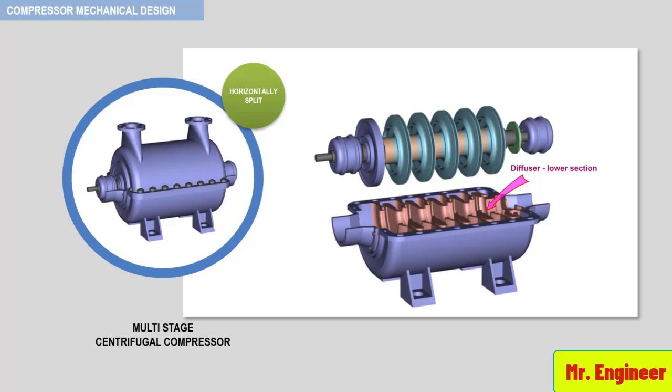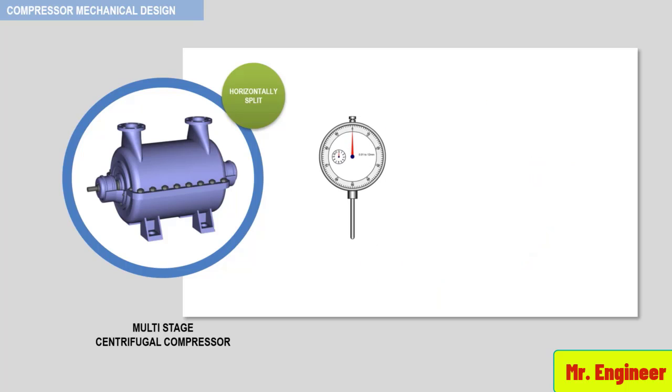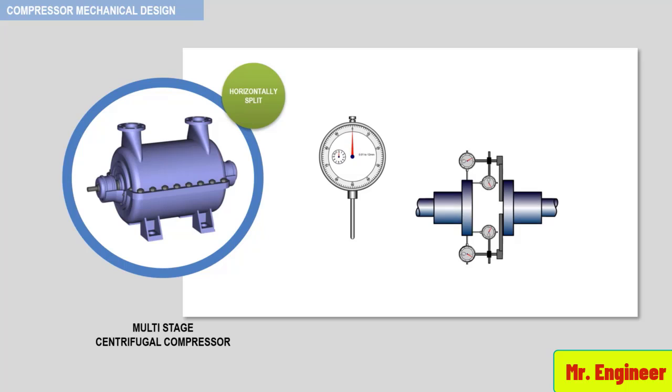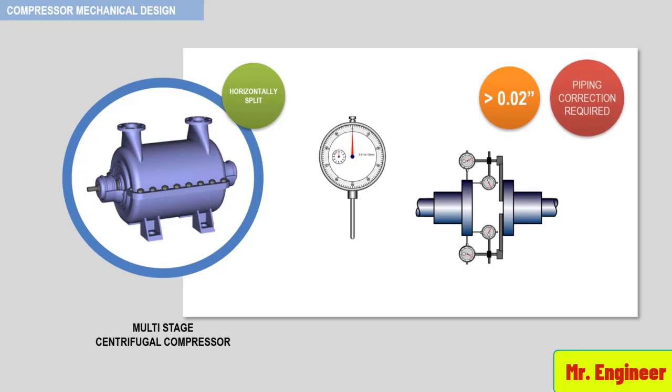Now, the major problem connected with casing design is distortion of the casing, caused by excessive piping or foundation forces. During construction or whenever piping is removed from the casing, dial indicators, mounted external to the casing as depicted here, should be positioned on the shaft in the horizontal and vertical planes. Movement of more than 0.002 inch when piping is bolted up to the casing should require correction to the piping system. The only way for the compressor shaft to move is if the piping or foundation cause excessive casing strain.